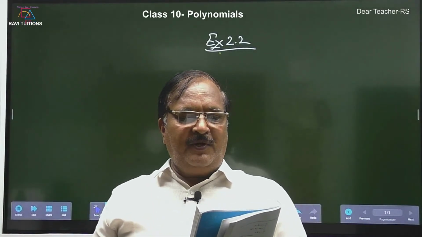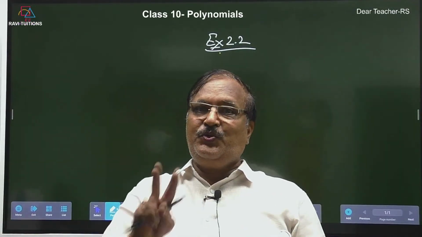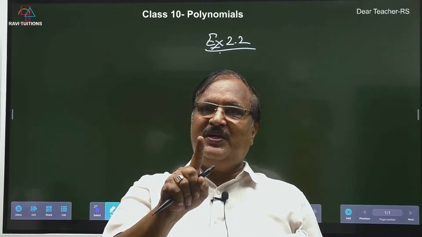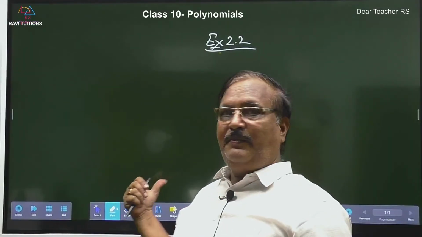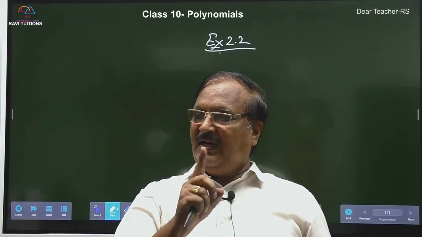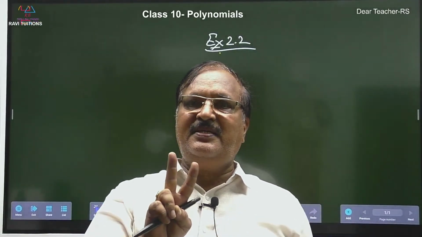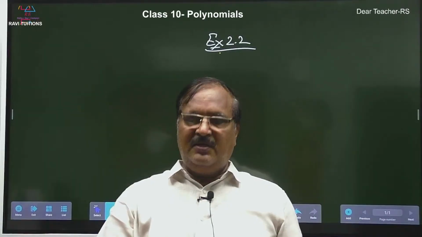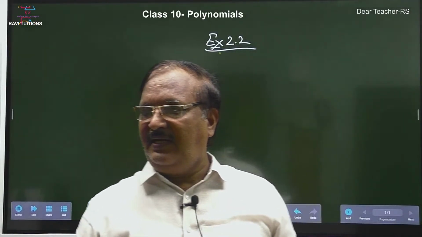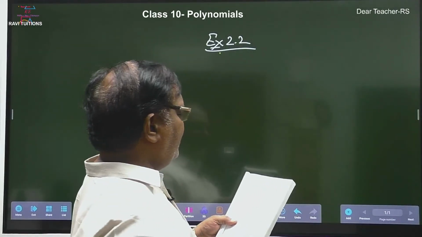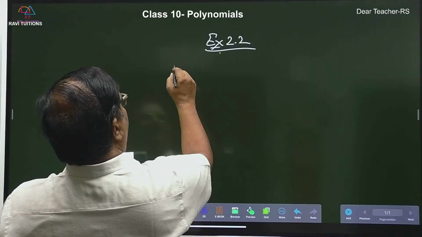Find zeros of the polynomial and verify the relationship. Okay, 2 things. You have to find the zeros and you have to verify the relations, whichever relations were given earlier. We have 2 tasks. One task is to find zeros, the other task is to verify. You have to verify both. So then we will take one question. Question number 1, we will do 2 questions from this quickly.